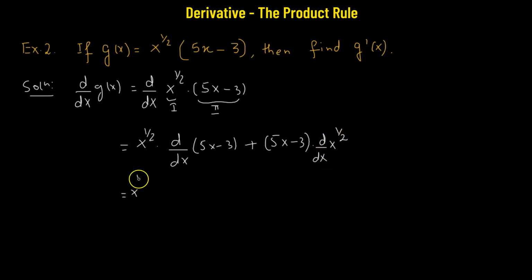This will be equal to x raised to the power of half times, now we have derivative of 5x minus 3, so this will be 5 times derivative with respect to x of x. 5 is a constant, so we have pulled it out of the derivative, minus derivative with respect to x of the constant 3, plus 5x minus 3 times derivative of x raised to the power of half.